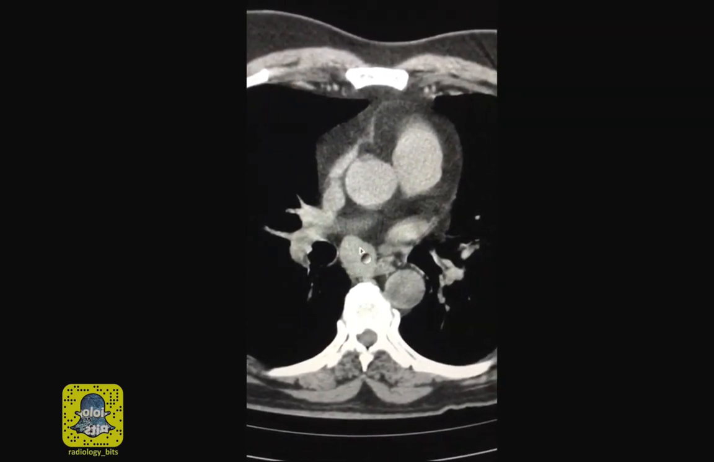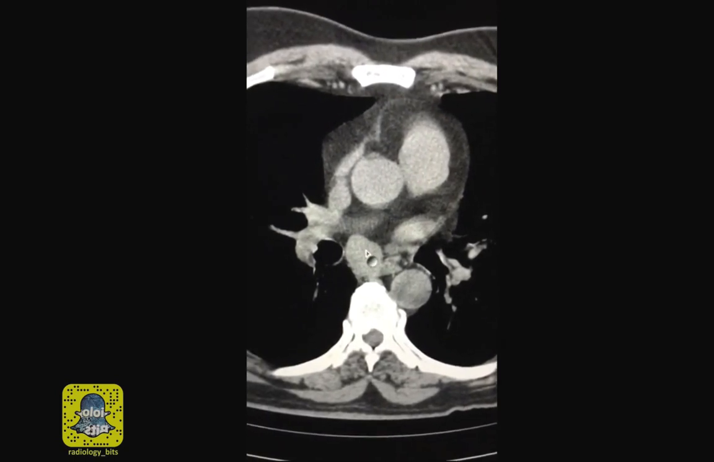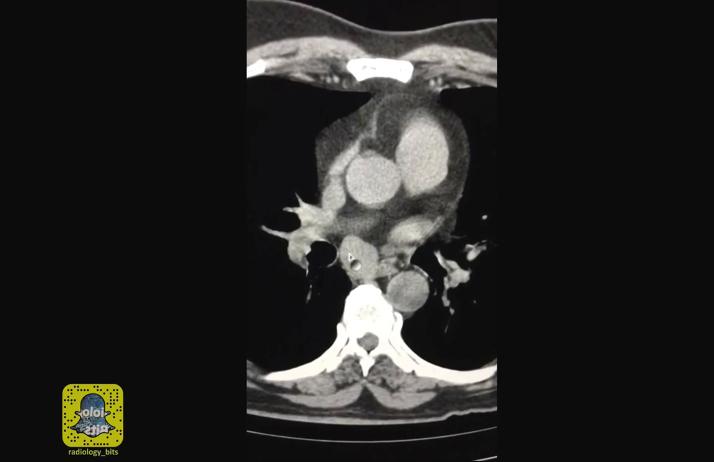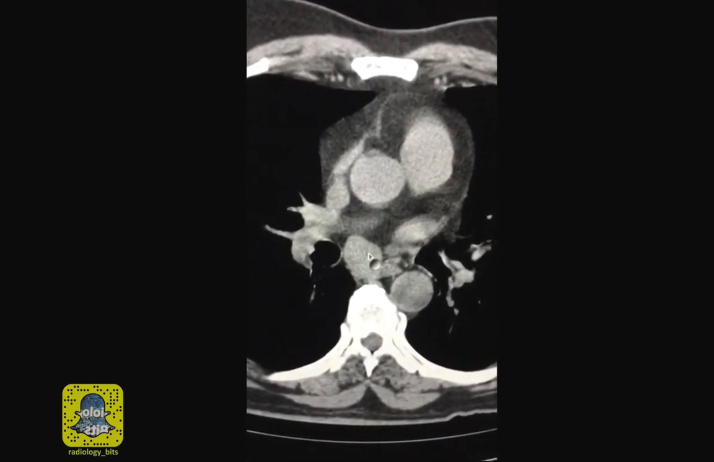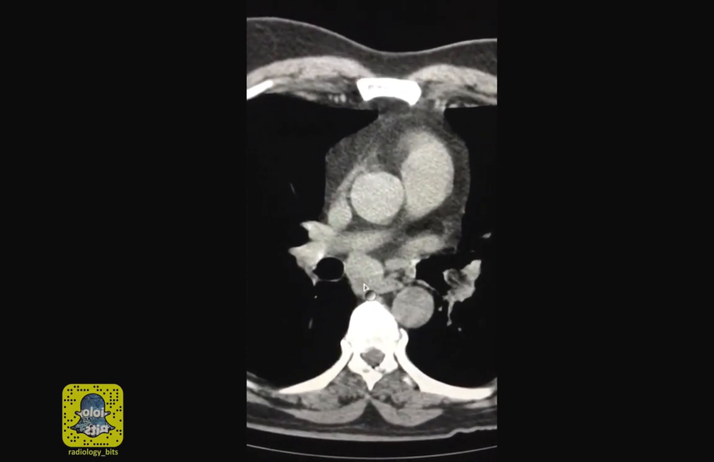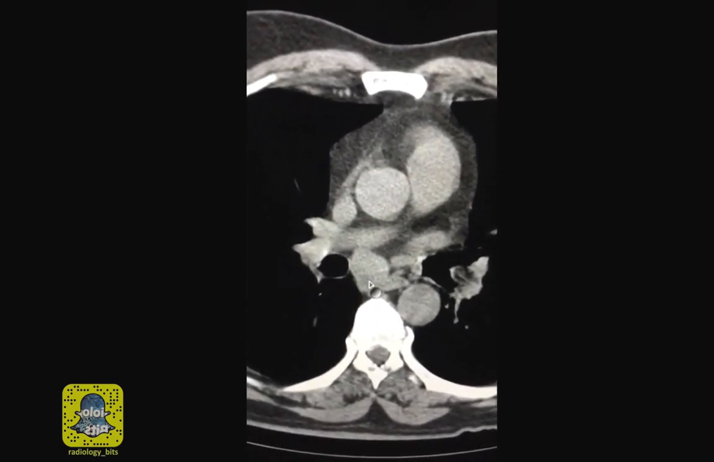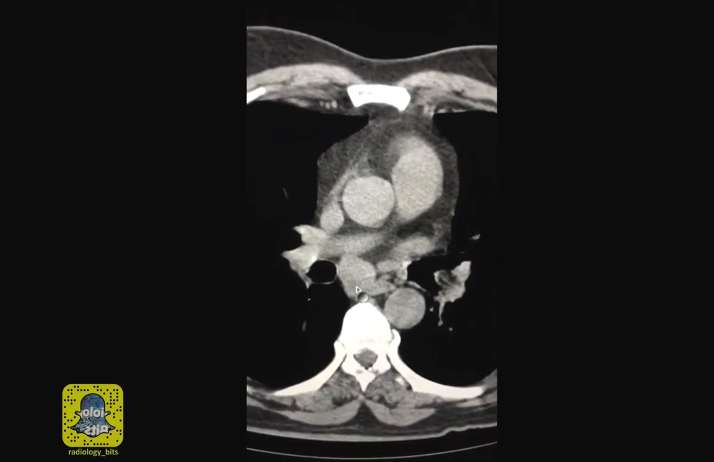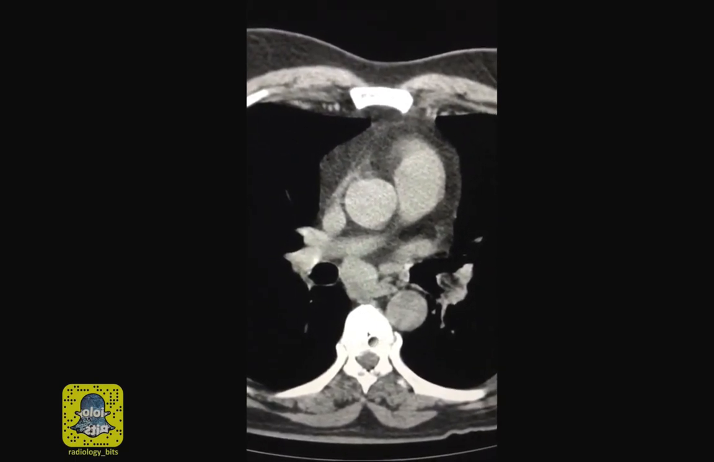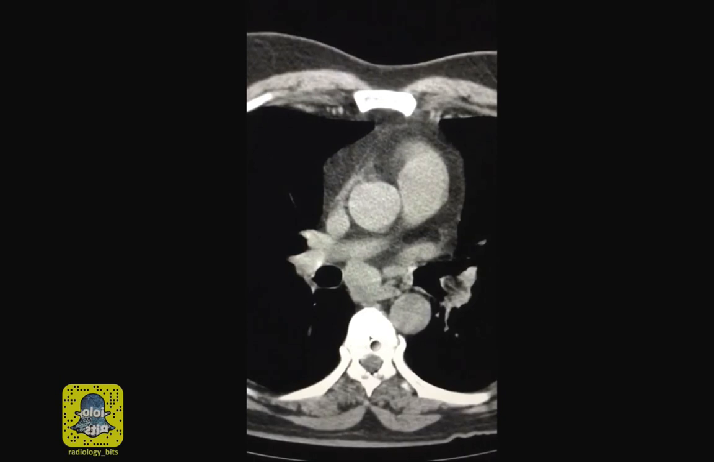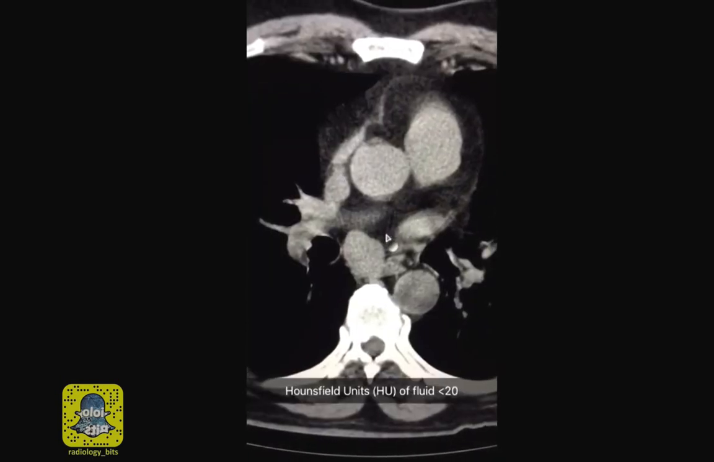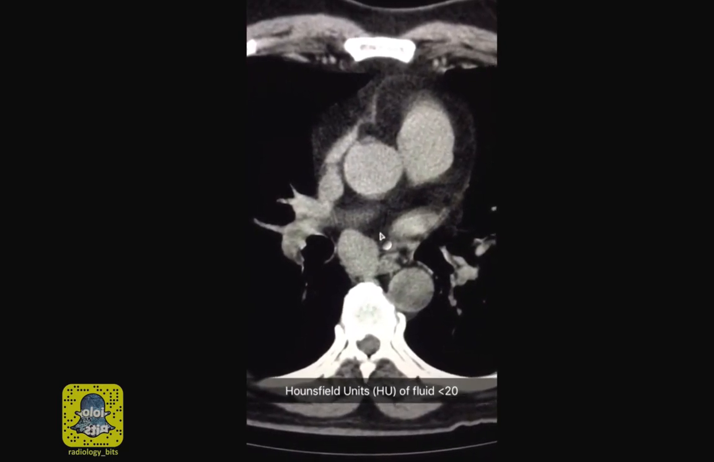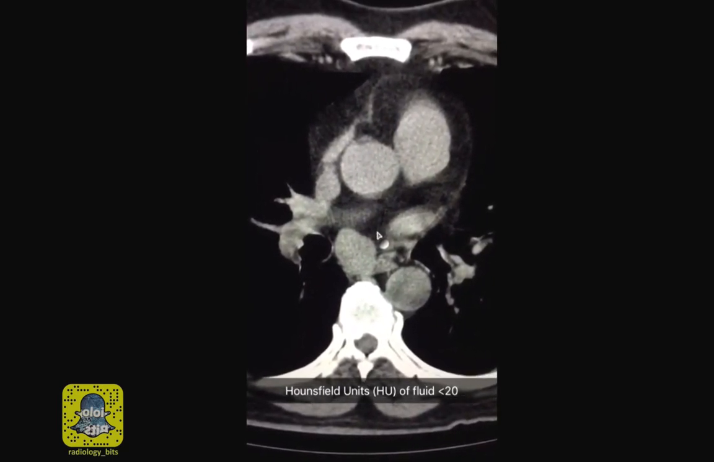To confirm the composition, you could measure the density in units that we call Hounsfield units. The denser the structure because of soft tissue components, the higher the Hounsfield units, while structures with fluid or fat would have Hounsfield units that are lower in number. For example, if you measure the Hounsfield units of bone, that would be in the thousands. If you measure the air in the lungs, that would be in minuses. The Hounsfield unit of water or fluid is usually less than 20, somewhere between 0 and 20.